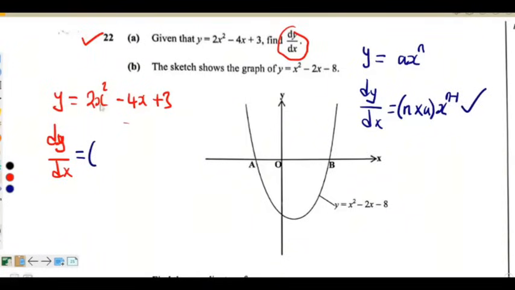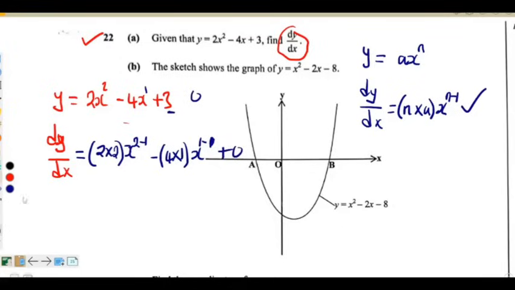For 2x squared, the power is 2, so 2 times 2, x to the power 2 minus 1. Then minus 4x, the coefficient is 4 and x has a power of 1, so it's 4 times 1, then x to the power 1 minus 1. Now, this last term is a constant. It doesn't have any variable, so differentiating a constant just gives you 0. Plus 0 is the same as not including it, which is fine.